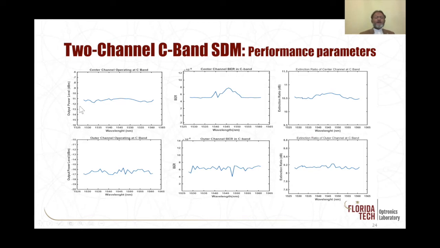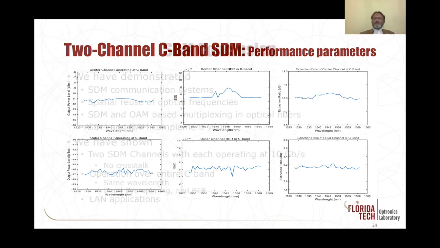The beauty is that over the entire C band, both channels, both the inner and outer channel, are at exactly the same wavelength. These are my center channel or the inner channel, and this is my outer channel. Exactly the same way. And we have all the different parameters, and they look reasonably good.